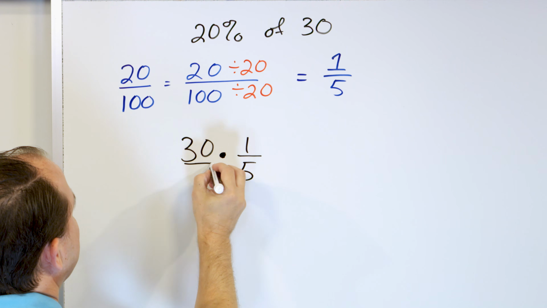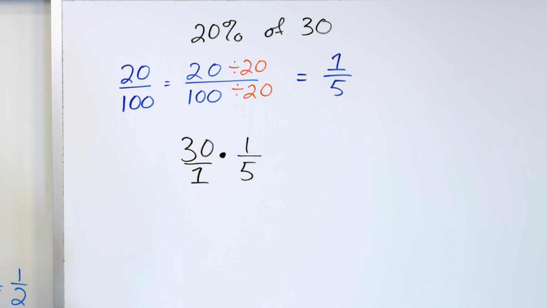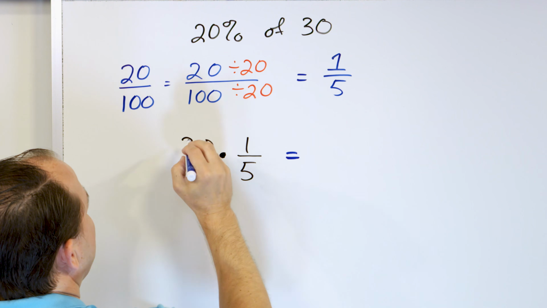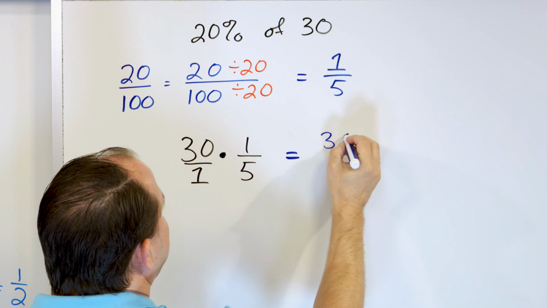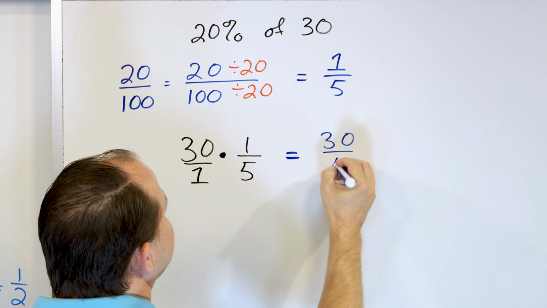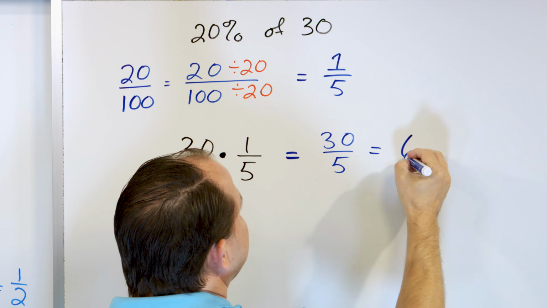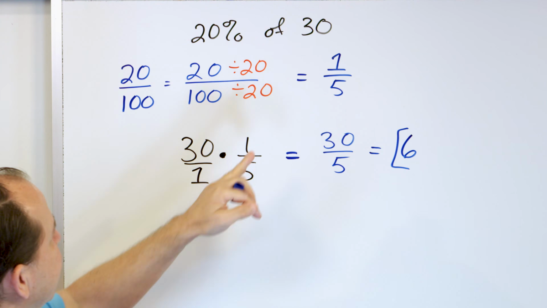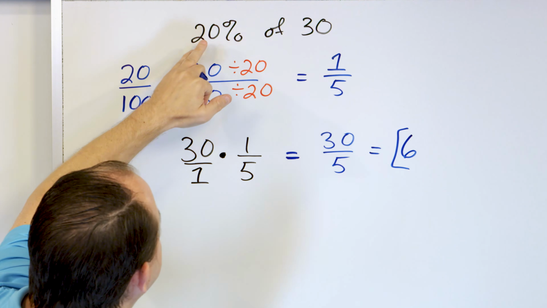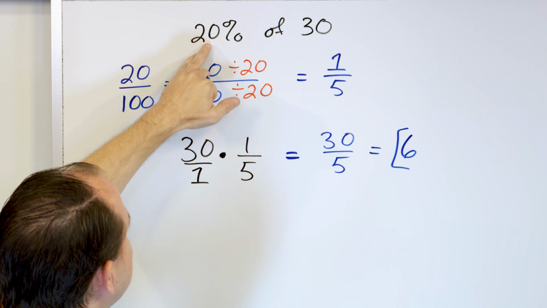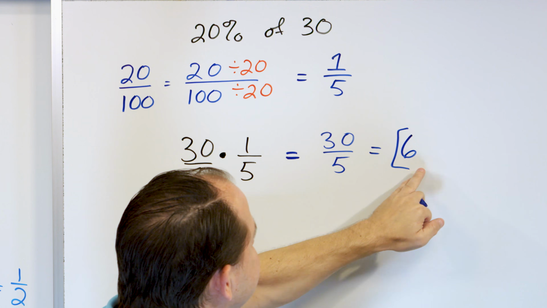Now the 30 over 1, we're going to write this 30 over 1 because we're multiplying fractions here. So on the top, 30 times 1 is 30, and on the bottom, 1 times 5 is 5. And I now divide. 30 divided by 5 is 6. So if I had $30 in my bank and I said, I'm going to give 20% of it away to charity, then that means I'm going to give $6 away.